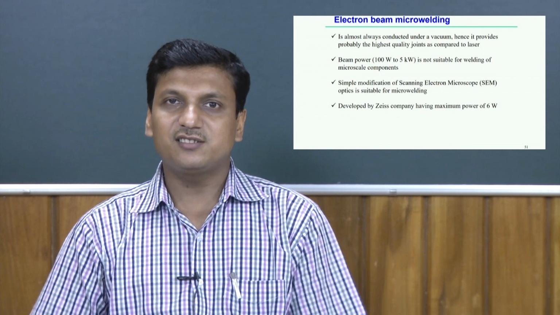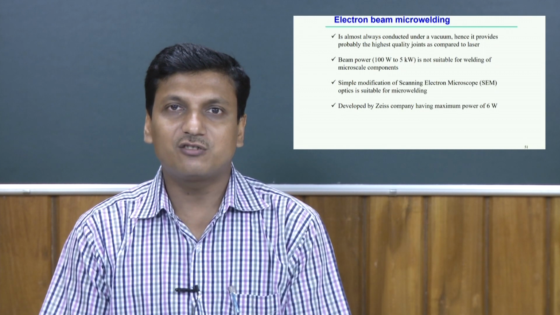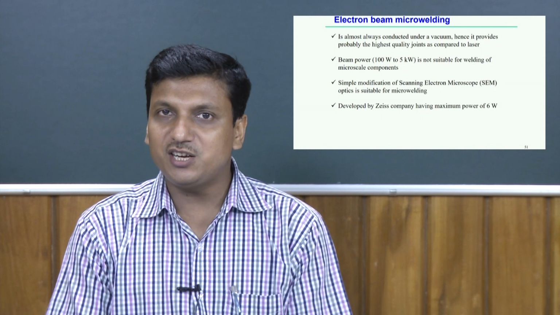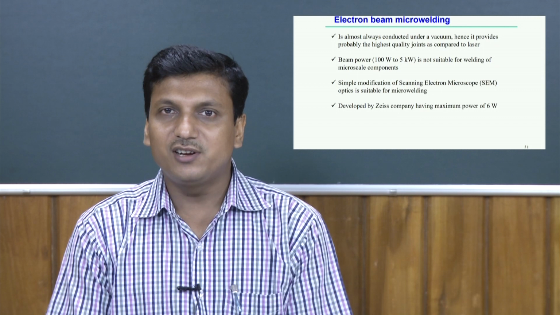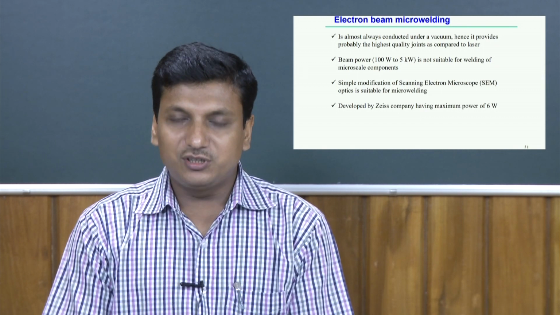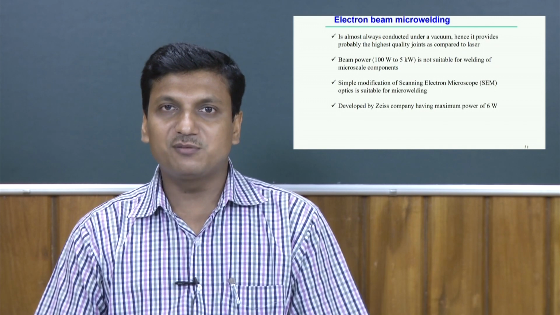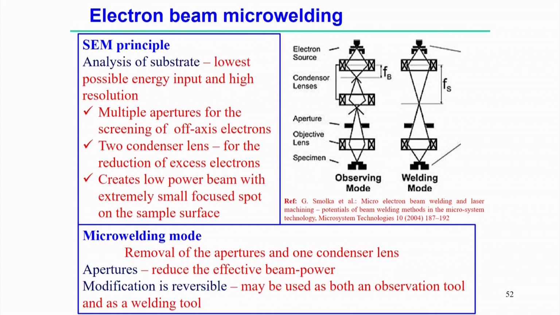So, researchers found that with a simple modification of the scanning electron microscope optics, specifically the electron optics, it is possible to produce a beam for micro welding applications. This technology has been developed by the GIS company, but it has a maximum power of 6 watt. Now, let us look into the principle on which it works.